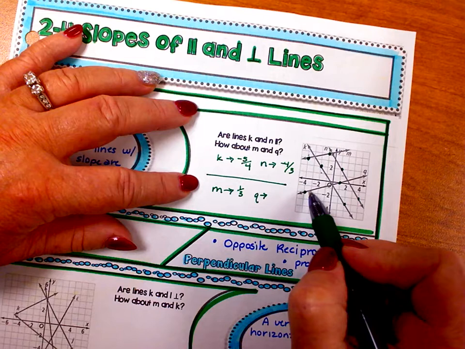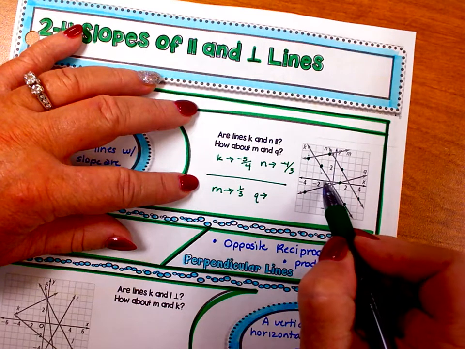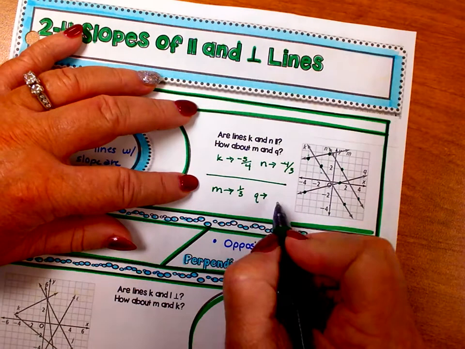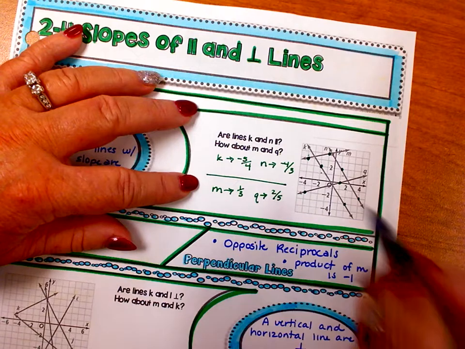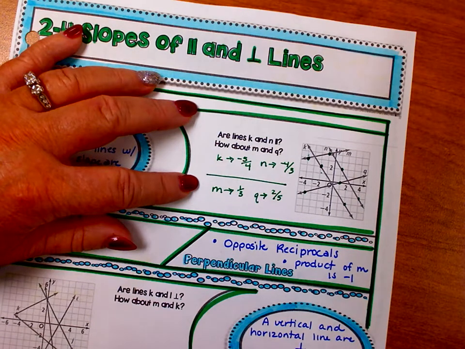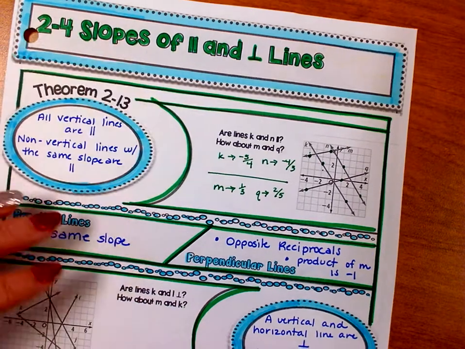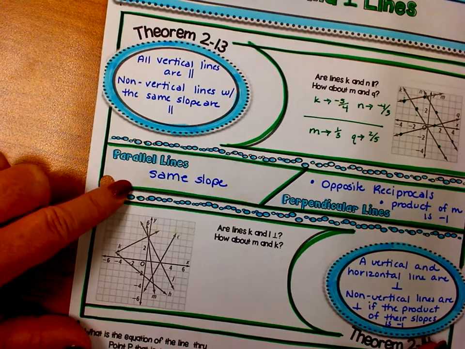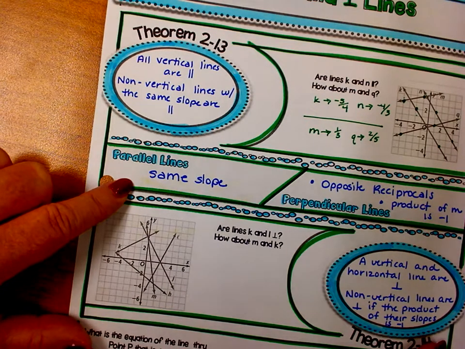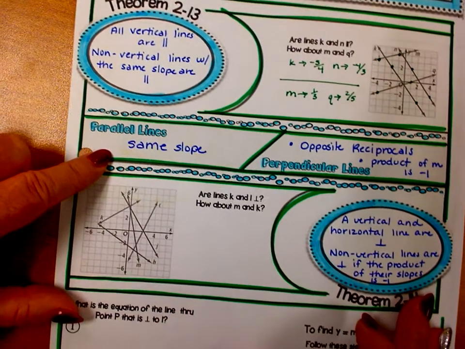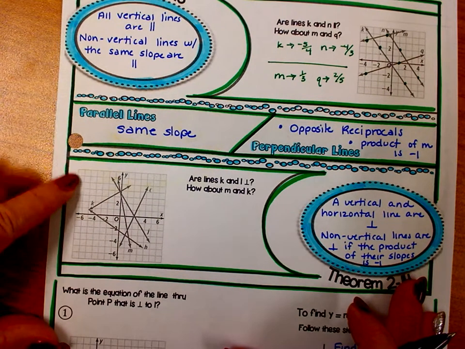Let me double check that. 1, 2, 3, 4, 5. Yep. So we're looking at 2/5. It looks really close. It looks like they almost could be parallel, but these are in fact not parallel. Now, keep in mind that parallel lines have to have the same slope. Close is not good enough. So let's take a look at this example down here.